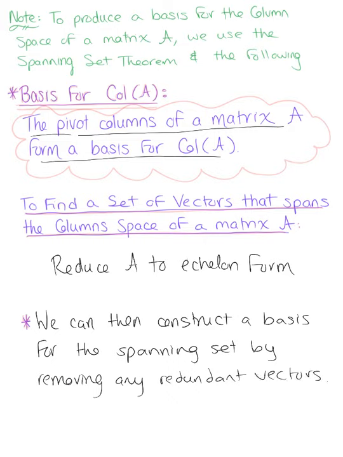So to find a set of vectors that spans the column space of some matrix A, we want to reduce matrix A to echelon form. This then allows us to construct a basis for the spanning set by removing the redundant vectors. So in other words, the non-pivot columns.